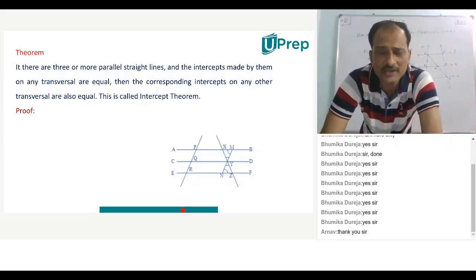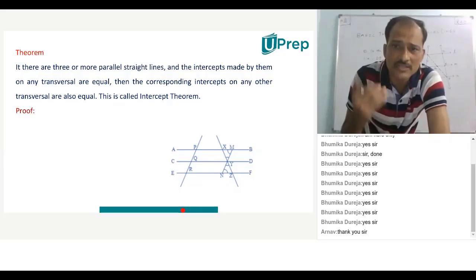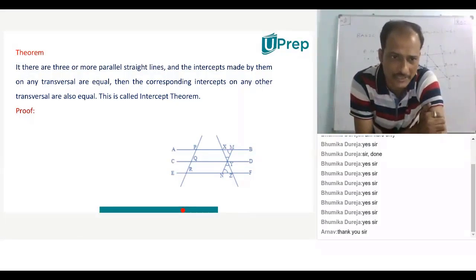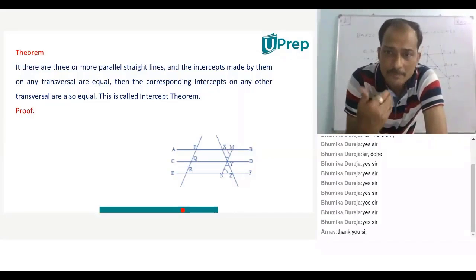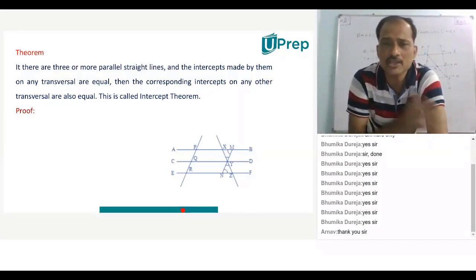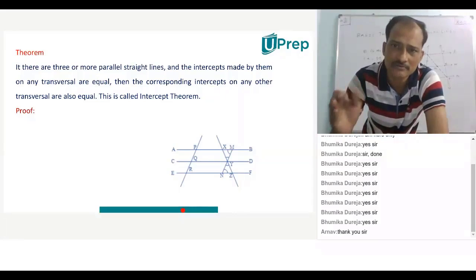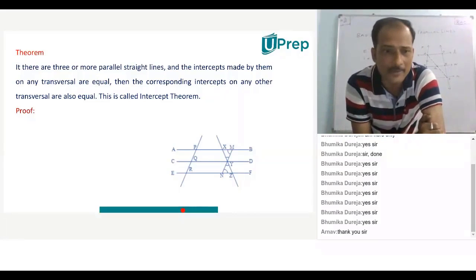In the next session, we will discuss the applications of these theorems that we have discussed today. So please go through the notes and try to be perfect in the concepts so that you can do the problems very perfectly in the upcoming class.